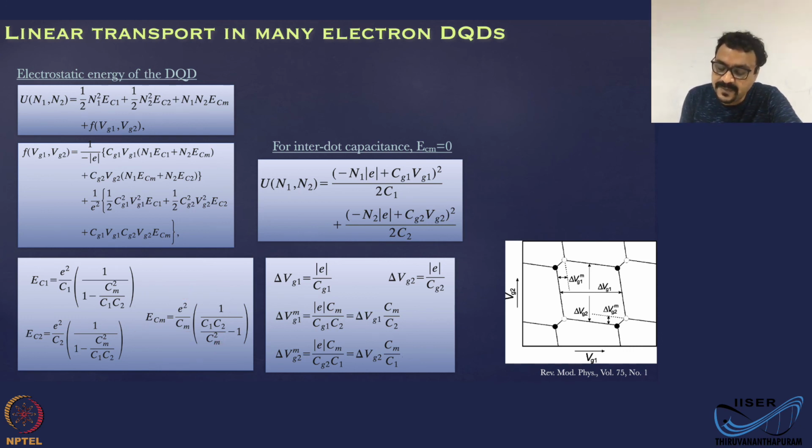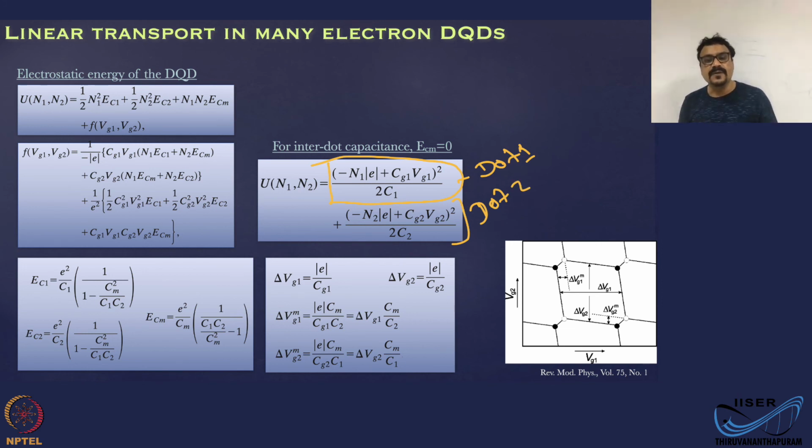So when you have the interdot capacitance Cm equal to 0, the whole electrostatic energy will reduce to the sum of two electrostatic energies of two dots. This is the electrostatic energy of dot 1. This is the electrostatic energy of dot 2. So when you have Cm, the interdot capacitance, 0, this will be for dot 1, and this will be for dot 2. That's it, because there is no effect of charging of one dot on the other.